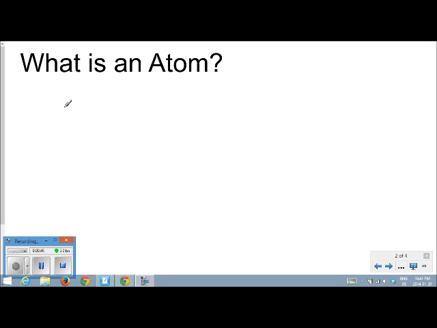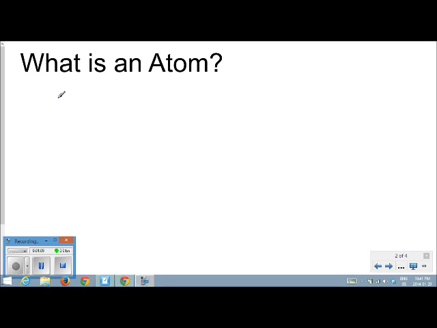So an atom, everything is made of atoms, okay? The whole world around you is made of atoms. And pretty much the only difference between different types of atoms is their size, okay? So a simple atom is made up of three things. It's made up of protons, neutrons, and electrons. I should really say all atoms are made of that.